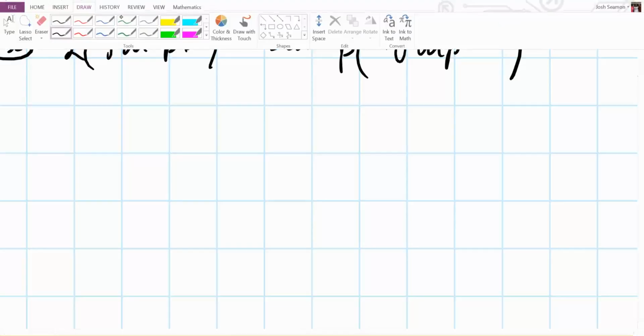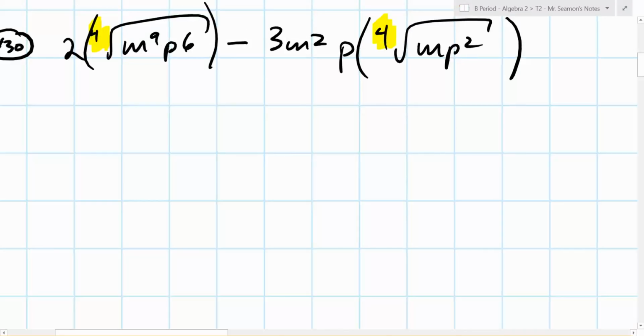That's important. So it is fourth root in both cases, which is great, but what's underneath the radical? Is it the same thing underneath the radical? No, it's not the same thing. So let's simplify it and see if we can actually get somewhere to combine.